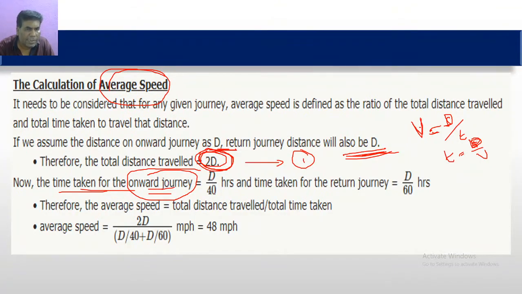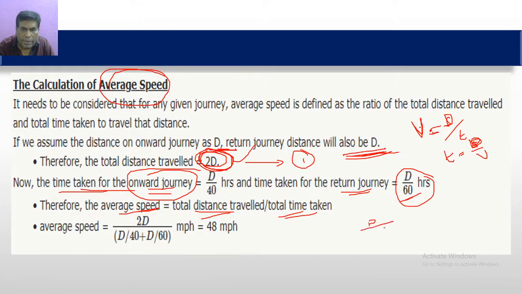During the return journey, with what speed is it coming back? 60 miles per hour. So d by 60. Now what is the average speed? Total distance by total time. What is the total distance here? 2d. So 2d by d by 40 plus d by 60.